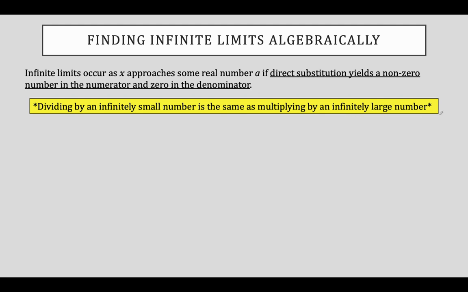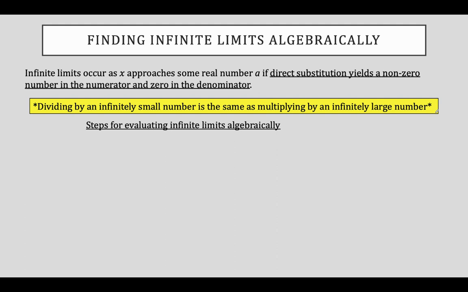Think if you were to divide by 1/10. Well, dividing by 1/10 is the same as multiplying by 10. Dividing by 1/100th is the same as multiplying by 100. Dividing by 1/1000th is the same as multiplying by 1,000. So dividing by an infinitely small number is the same as multiplying by an infinitely large number.